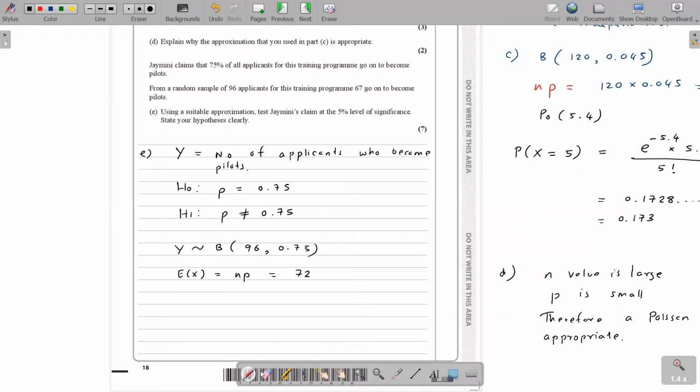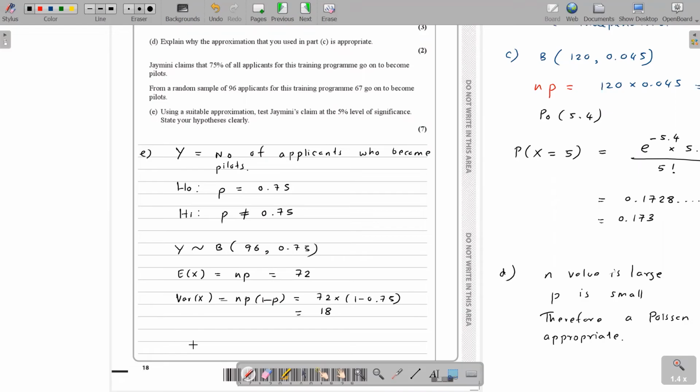Then if you're going with normal, it means I need the expected value and the variance. Can you all get me the variance of X? NP times 1 minus P. Can you all get me the answer? NP is 72 times 1 minus 0.75. How much is the variance quickly? Okay, so variance of X is 18.